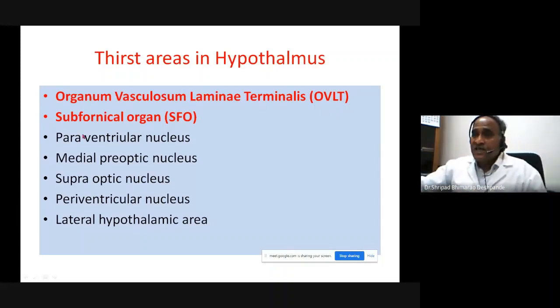Then among the other areas, the paraventricular nucleus, the medial preoptic nucleus, the supraoptic nucleus, the periventricular area, that means around the ventricles, and the lateral hypothalamic area. All these participate in the thirst area in the hypothalamus. But the red ones I have marked here are prime. Then come the paraventricular and the preoptic area. So I have almost written them in the order of their ranking in regulation of the thirst mechanism.